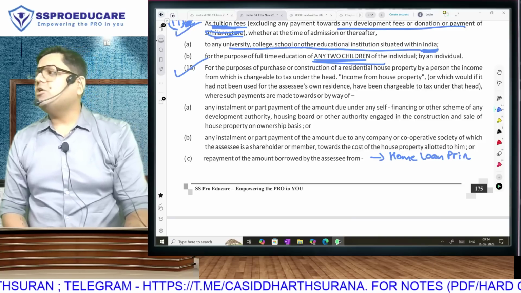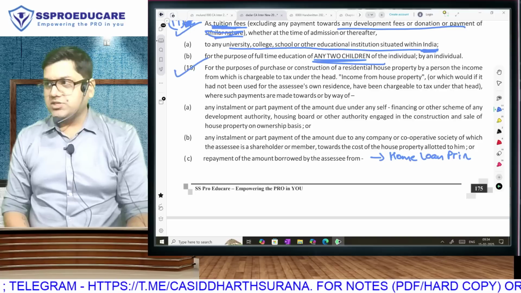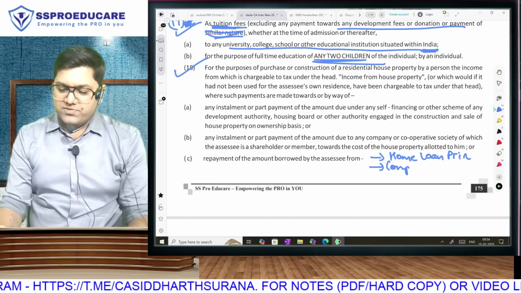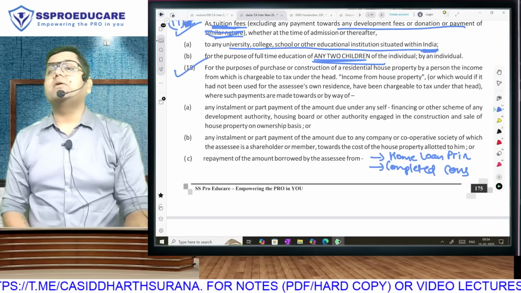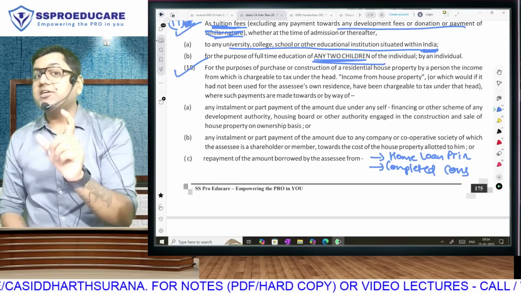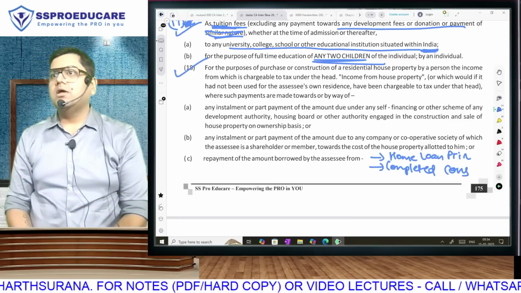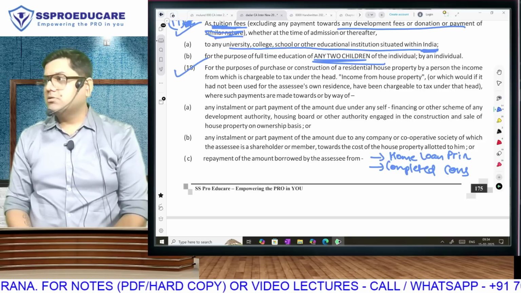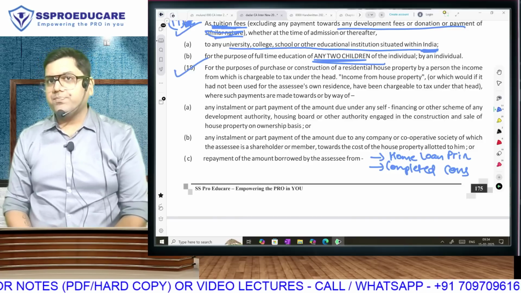Why is interest not allowed as a deduction? Because interest is already covered under house property. So this is only home loan principal. That also only and only if the construction of the property is completed. So in an incomplete property you won't get any deduction. Under house property, for interest, we still have the pre-construction interest facility. But here we don't. Only if the construction is completed, only if the property is ready.